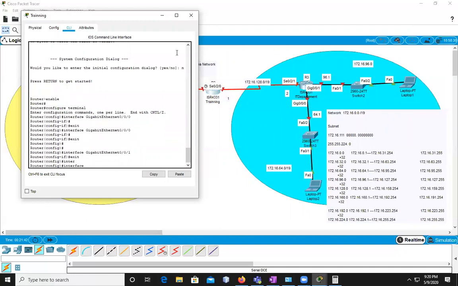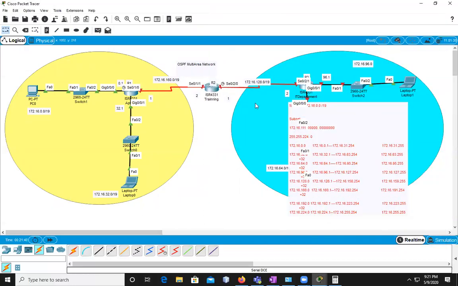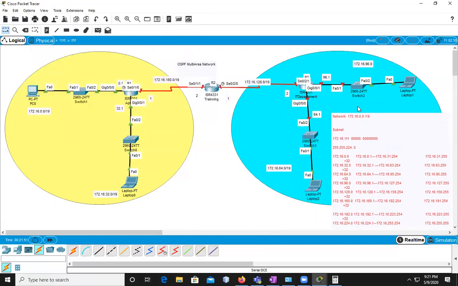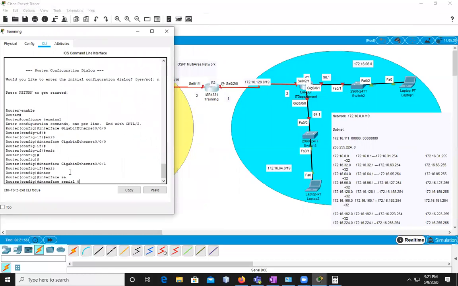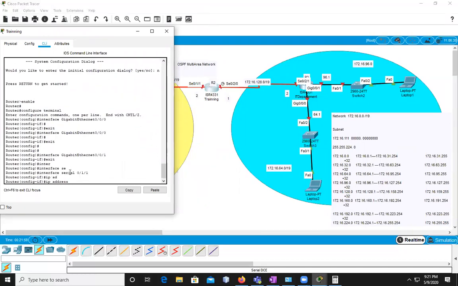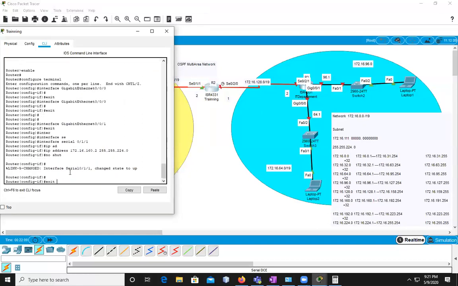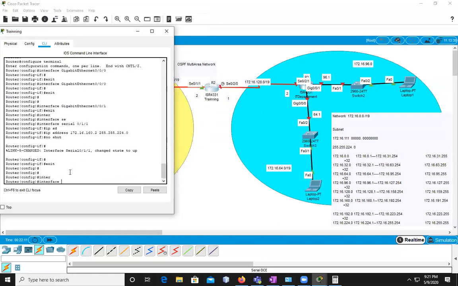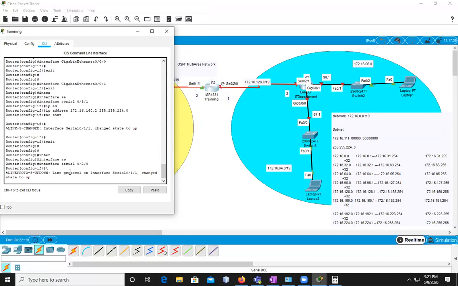Now the serial, which is another one, not 2, it's basically 0/1/1. Oh, sorry. So it is interface serial 0/1/1, IP address 172.16.160.2, right? With the subnet mask 255.255.224.0, no shut. Clear? Yes. Then interface serial again, it's 0/2/0. What happened?